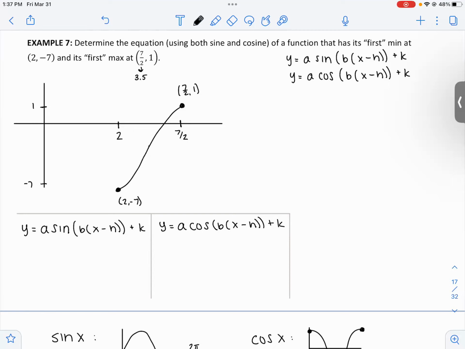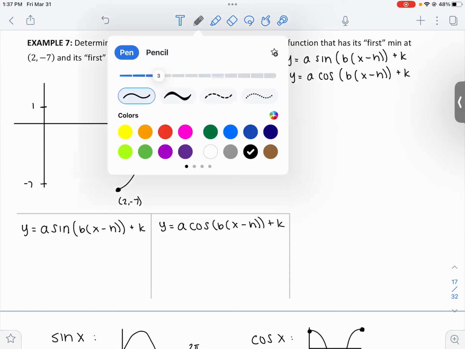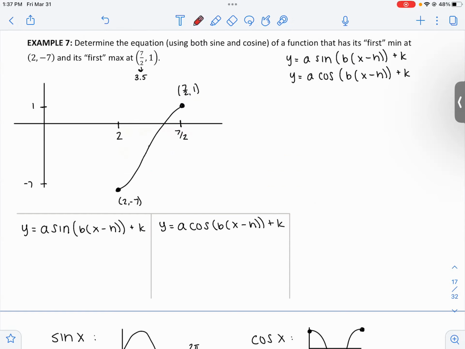Okay. So we want to write a sine and a cosine function that has its first min at 2, -7 and its first max at 7/2, 1. So I have that plotted. I know that I have to connect these points. I know they're both going to be curved by the ends. So this is what I got so far. So we need to figure out what A, what B, what H, and what K are.